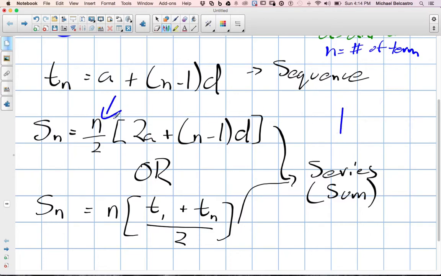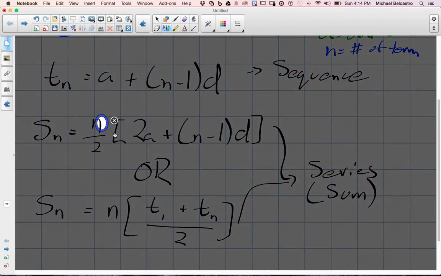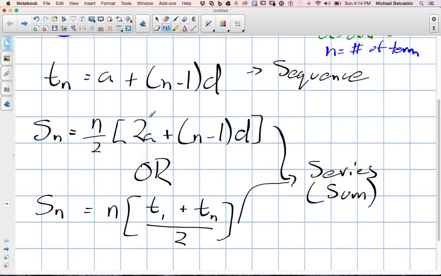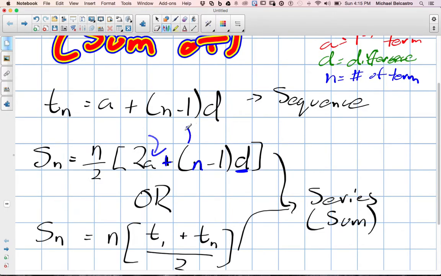So they've told you that depending on the number there is, so say we're talking about the first 10, it would be 10 divided by 2, so that's n over 2. And then we take 2 times the first value, and then we add that to n minus 1, so 10 minus 1, times d. So kind of similar to what we have up here. We're just throwing a 2 in front and then multiplying by n over 2. Very similar to our sequence formula.